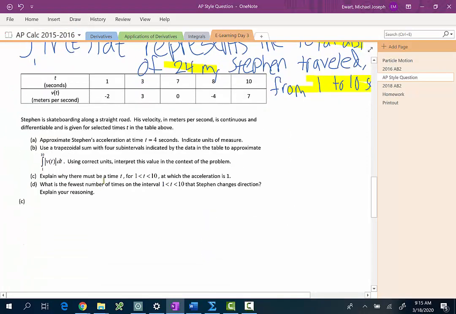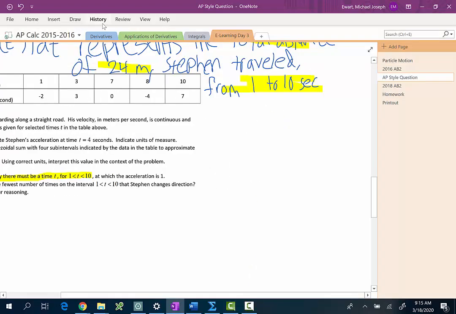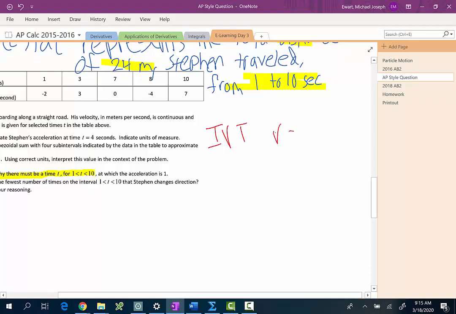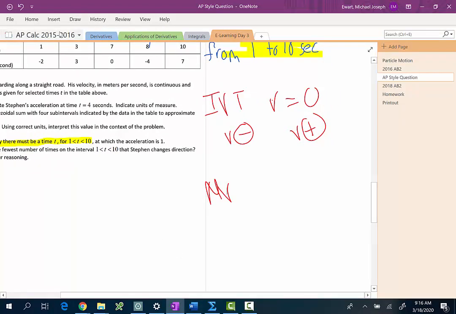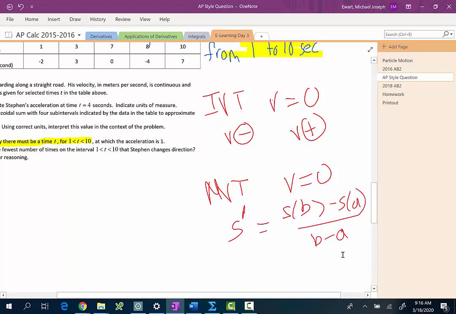Right? C and D, this is where we're going to get to that IVT, MVT stuff. So explain why there must be a time t for 1 less than t less than 10. Immediately you're going to jump to IVT and MVT. With IVT, what we're analyzing is, say, we want to know if v is equal to 0, so we want a v that's negative and a v that's positive. That's going to be IVT. MVT is that we want a v that's equal to 0, but we're looking at the positions. So we have position, and the derivative of position would be velocity. So that's like s of b minus s of a over b minus a, because we were given a position and we want to look at velocity.